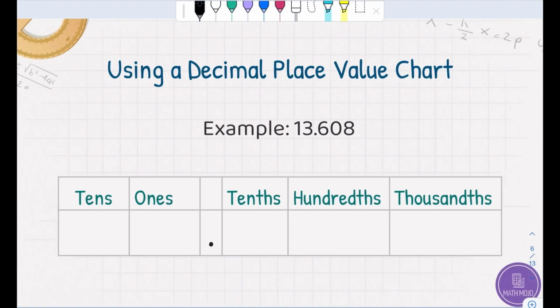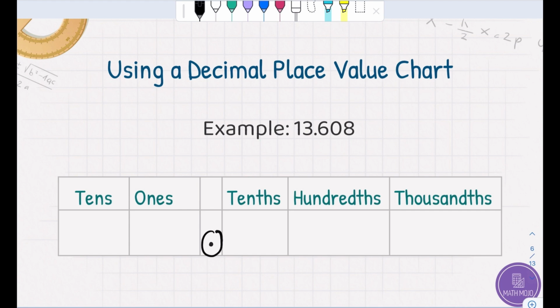Okay, so moving on, there's also something else called a decimal place value chart. So this is different than the other one. We have a lot fewer categories and it's a lot smaller than our regular place value chart. So we're going to use the example 13.608. So this is called a decimal.